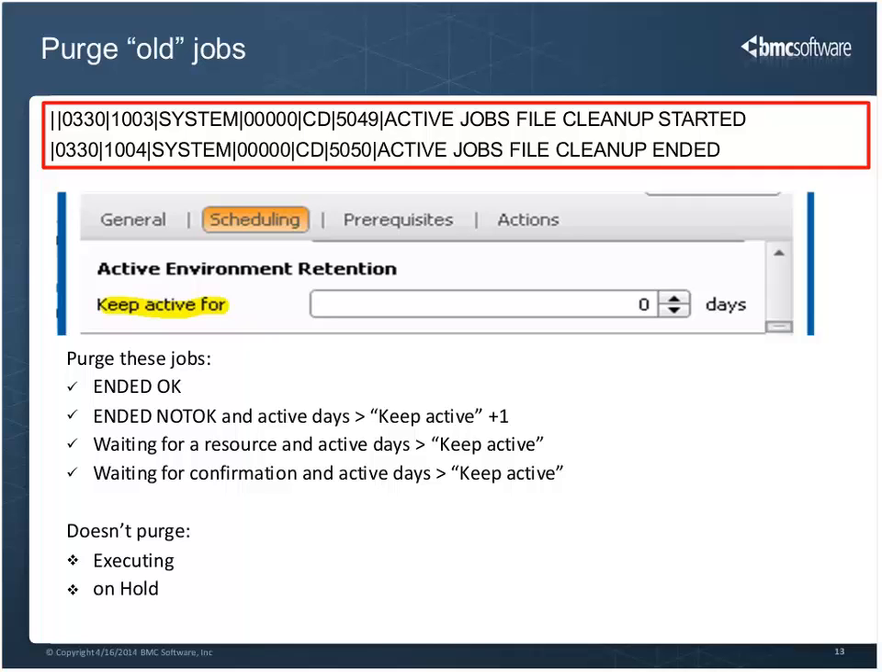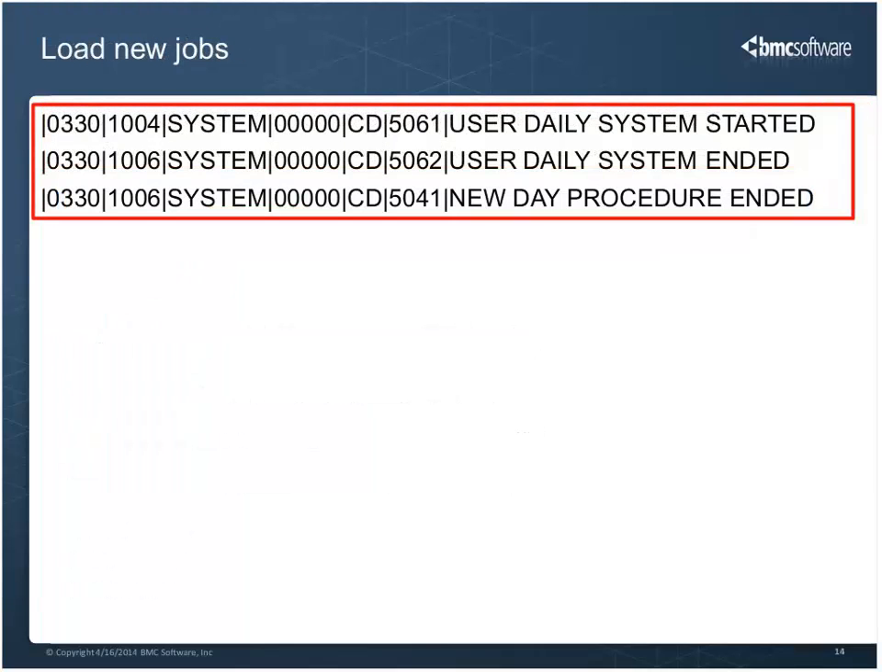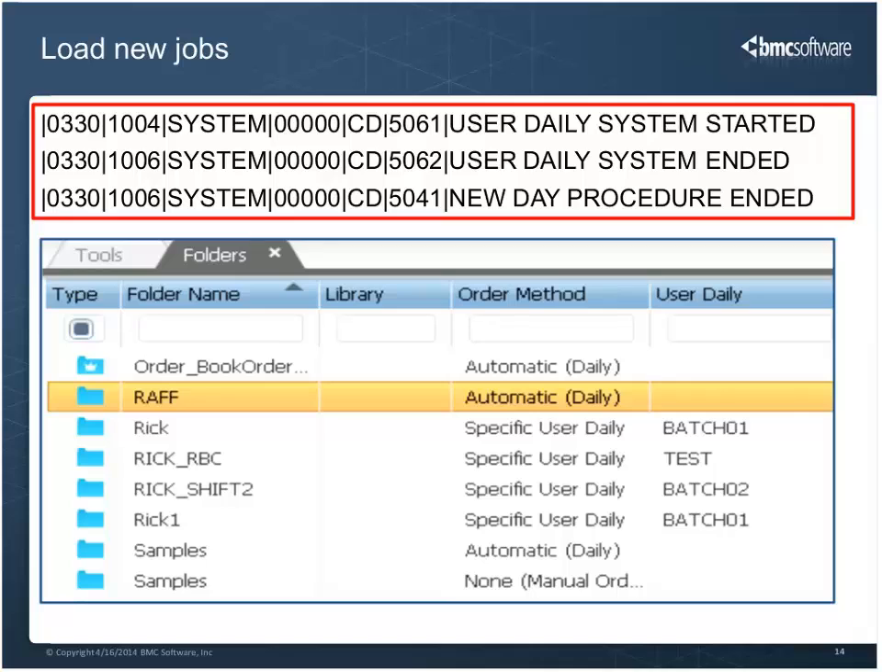Additionally, any job that is in the executing state will continue to remain in the active environment. And any job that is on hold, no matter what the keep active for is set to, will also continue to remain in the active environment until you free it. All right, so after this, we have removed all of the jobs that are not needed for the next day, and then we move to loading in the jobs that are needed for the next day.